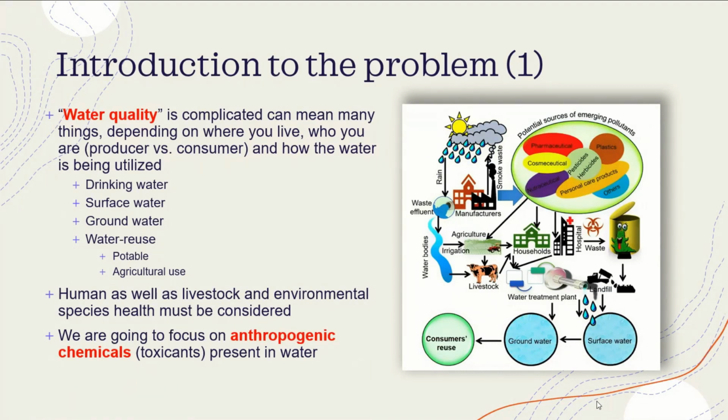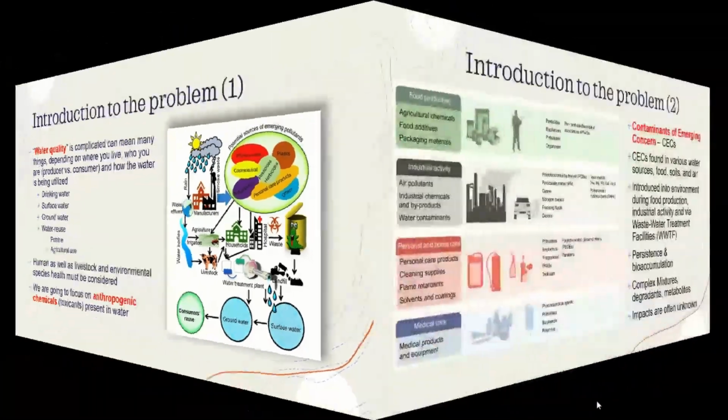For this talk today, I'm going to focus mainly on anthropogenic chemicals, which we call toxicants or pollutants that are present in the water. And I will not be looking at some of the other types of contamination that we may find. So we'll be focusing on emerging pollutants, things like pharmaceuticals, plastics, herbicides, pesticides, etc.